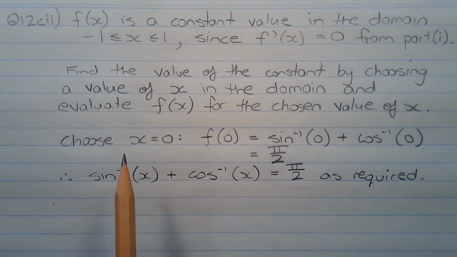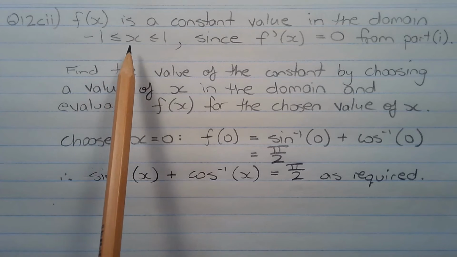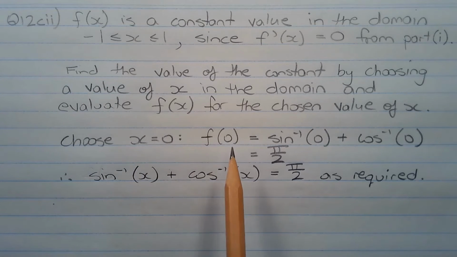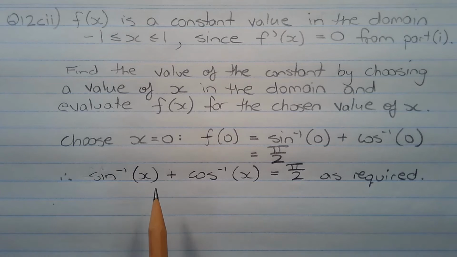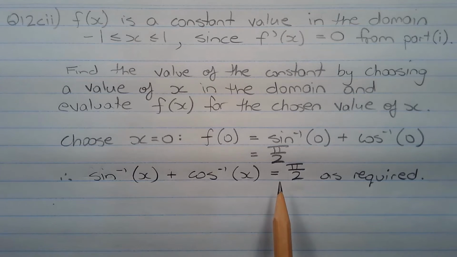Now we can choose x equals 0, which is in the center of this domain. So f of 0 equals inverse sine of 0 plus inverse cos of 0, which equals pi over 2. Therefore, inverse sine of x plus inverse cos of x equals pi over 2 as required.